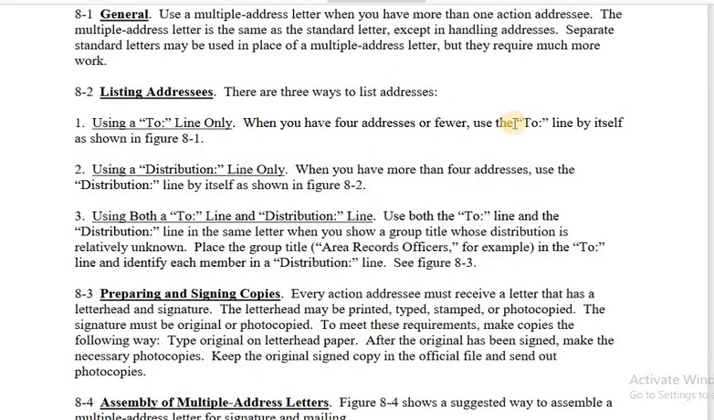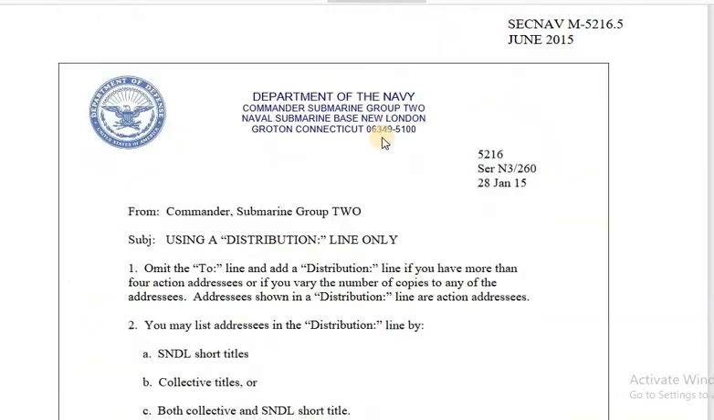Distro line. So again, the distribution line is only if you have more than 4 addressees. So 4 or less is the to-line, 4 or more is distribution. Let's look at figure 8.2 and see what that looks like.